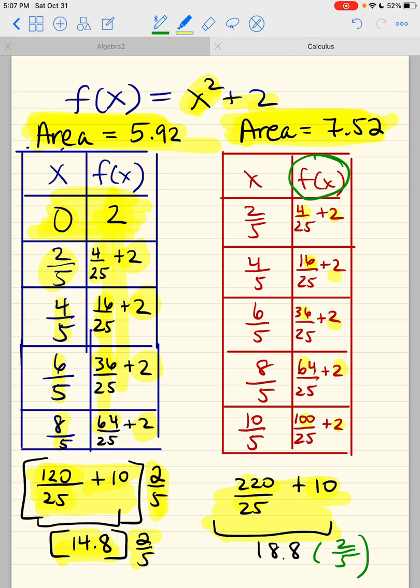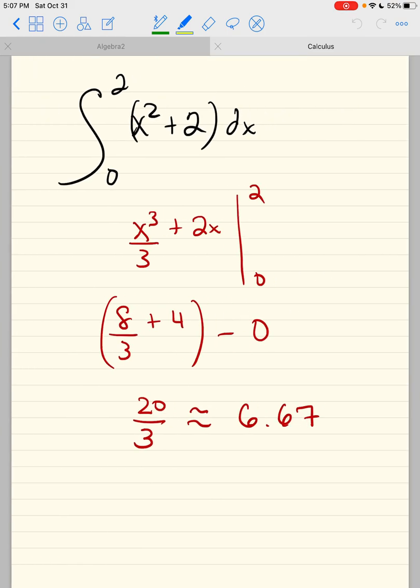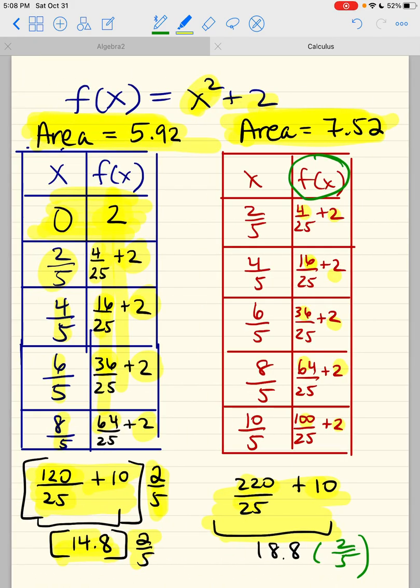So if your teacher already showed you how to do definite integrals, you'll see the actual area, 0 to 2, x squared plus 2 dx becomes x to the third over 3 plus 2x. Plug in the 2, plug in the 0, you get 20/3, which is 6.67. So 6.67 is the exact. 5.92 and 7.52 is our approximation.